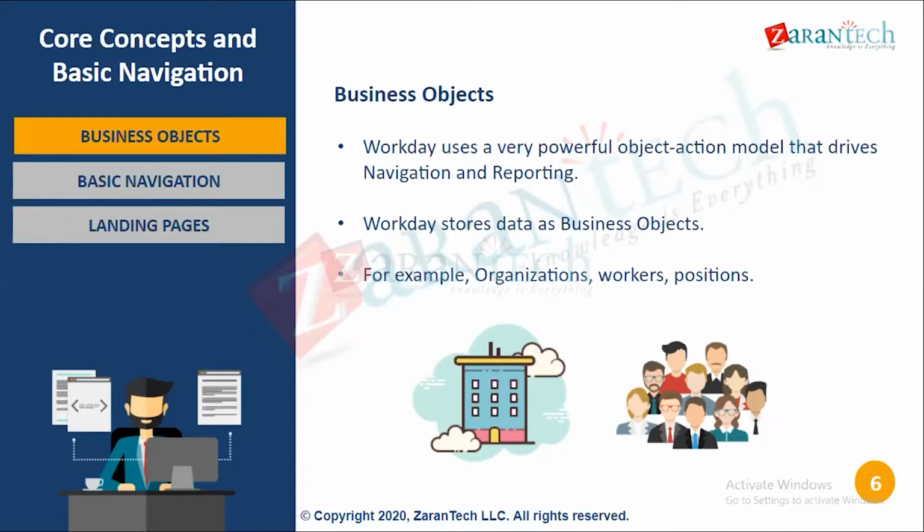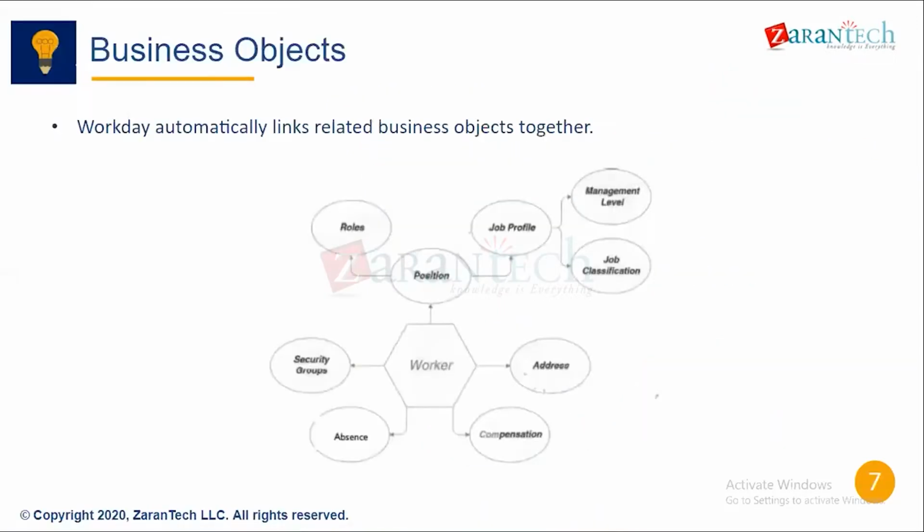Now guys, a business object in RDBMS concept is a table. If I talk about SQL terminology, in SQL we see data is stored in a table. Same concept, but in Workday it is not a table, it is a business object. So we have different business objects where our data gets stored. For example, organization is a business object, worker is a business object, positions is a business object. Okay, Workday automatically links related business objects together.